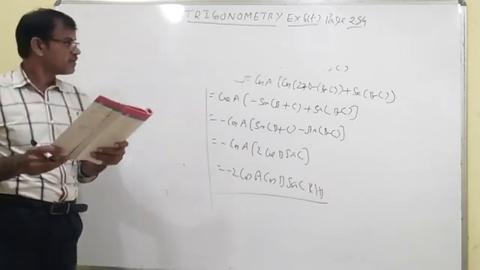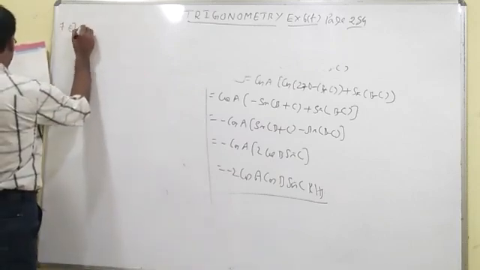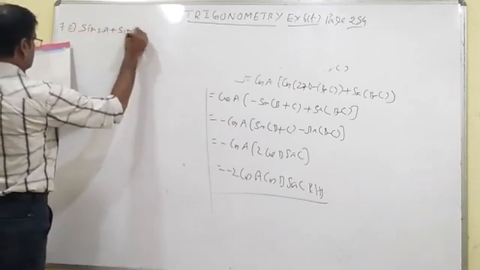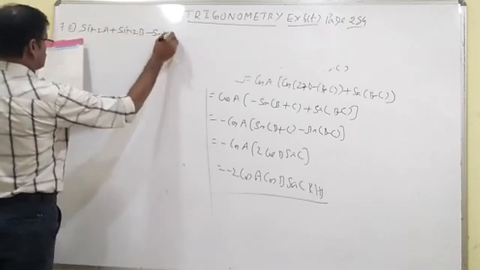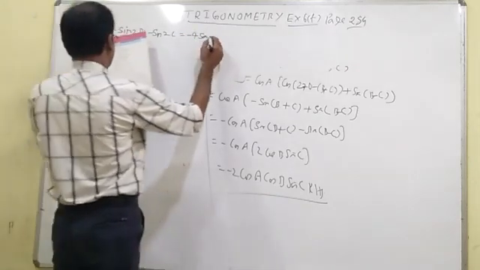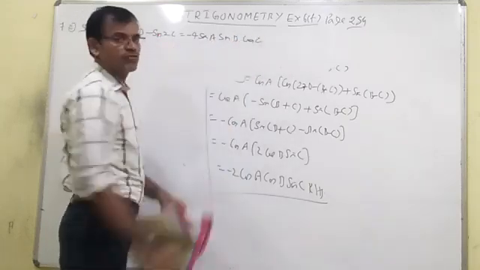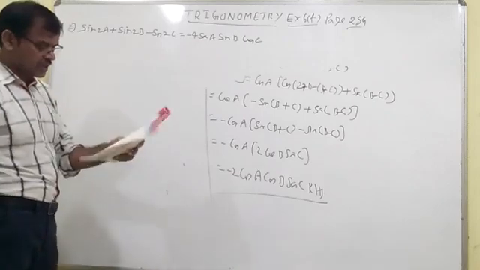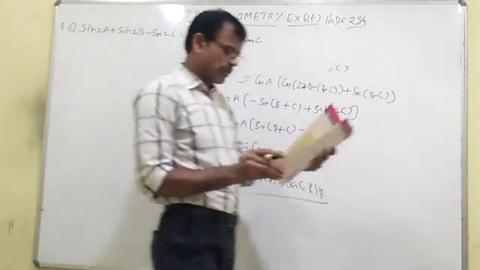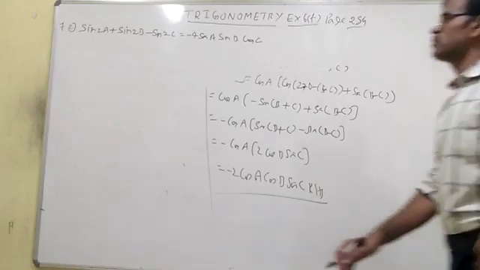Sin 2a plus sin 2b minus sin 2c. Prove that it is equal to minus 4 sin a sin b cos c. Second question, seventh one. The condition is same: a plus b plus c is equal to 3 pi by 2.